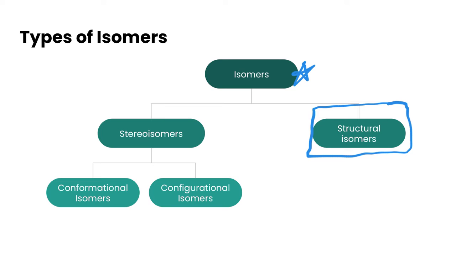But know that there are structural isomers as well as stereoisomers, and stereoisomers are divided into conformational and configurational. We'll get into that in another video, so make sure you watch that one. But like I said, for now, we're just going to focus on structural isomers in this particular video.